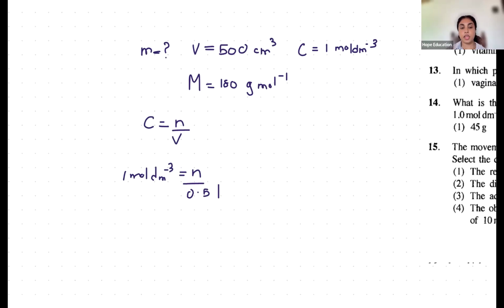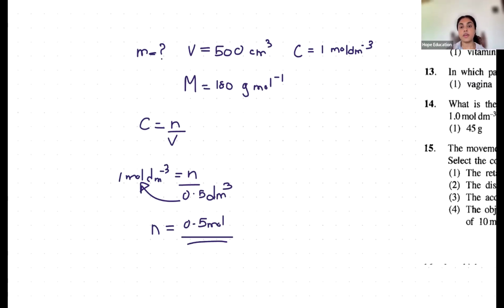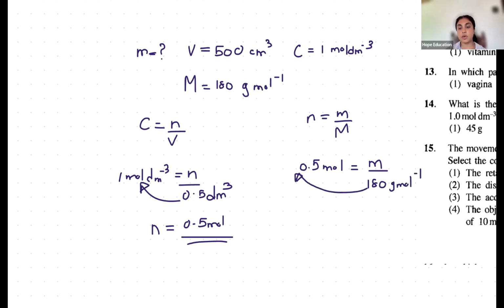If you don't understand, tell me. So number of moles equals 1 times 0.5. That would be 0.5 moles. Then N equals M over M. The number of moles I found here is 0.5 moles. The molar mass is 180 grams per mole. Moving this to the other side it becomes multiplication. So mass equals 0.5 multiplied by 180. Therefore, mass will be equal to 90 grams.